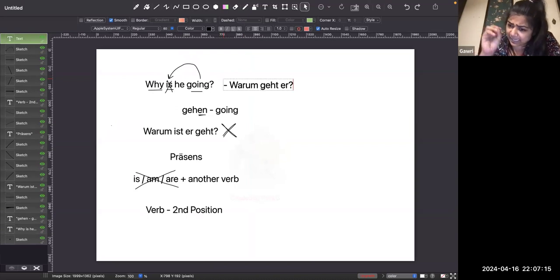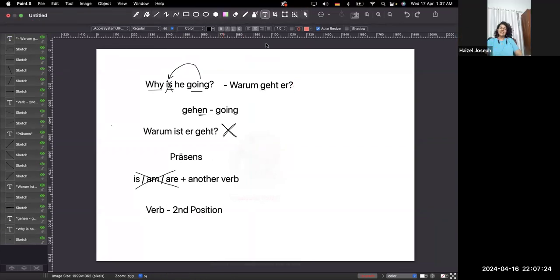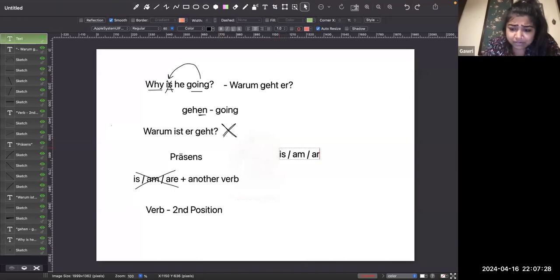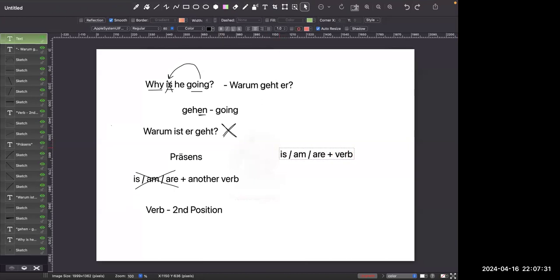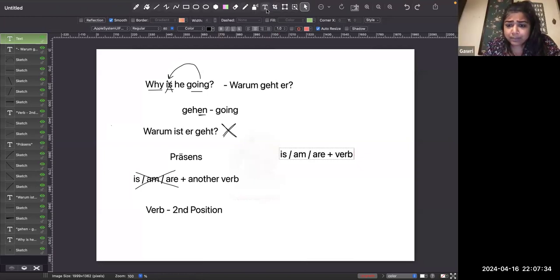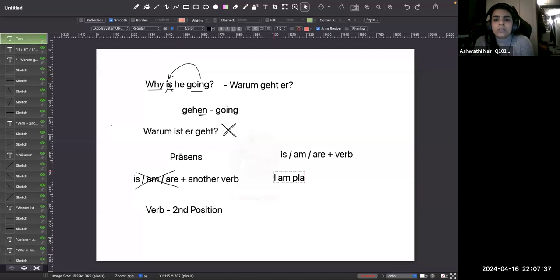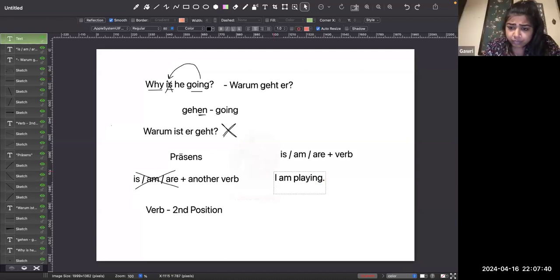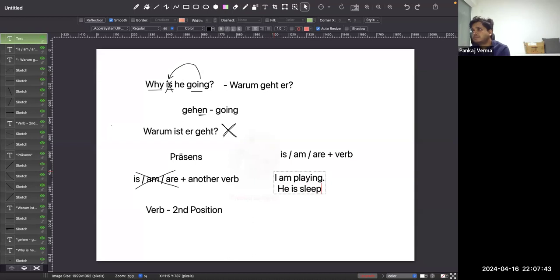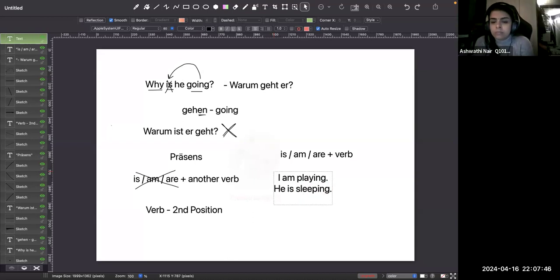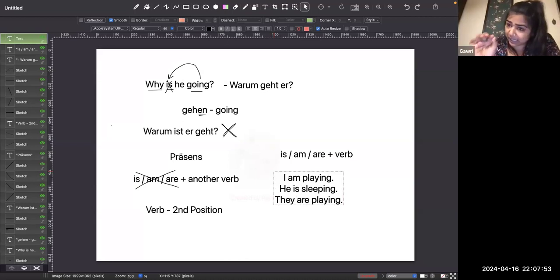Guys, in English, can we use is, am, are with another verb? Can we use is, am, are with a verb in English? Yeah, always. For example, can you say any example? I am playing. Any other example with is? He is sleeping. Any other verb with are? They are playing. So guys, in English, actually, it is very common. In English, most of the times we use is, am, are with another verb.